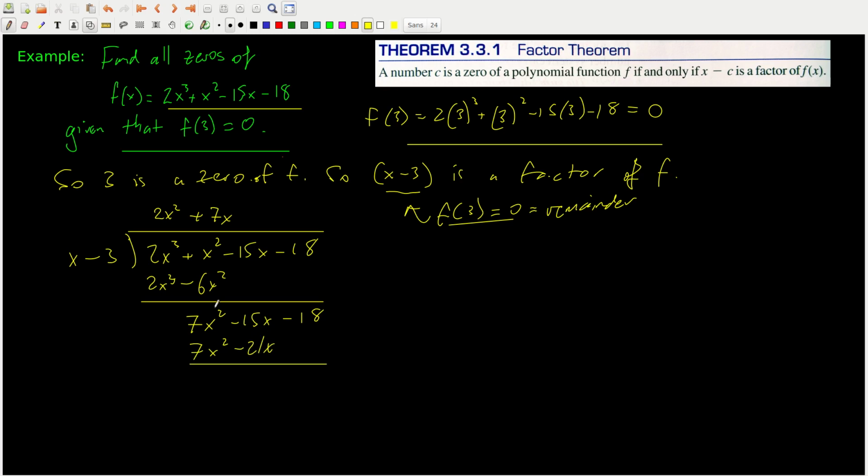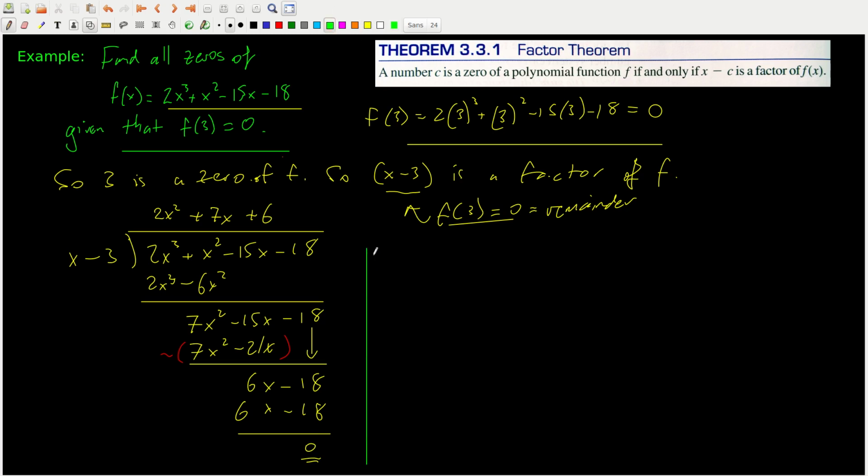Now subtracting those two rows, we're left with minus 15 plus 21, because remember when I do this calculation, I'm subtracting that. So we have negative 15, subtract negative 21, that leaves 6, so we'll get 6x minus 18, because again I just dropped the 18 straight down. 6x divided by that x leaves us 6, so we put the 6 there. Multiplying that out gives us 6x minus 18, and oh look, the remainder is 0, which it better be, or we've made a mistake.